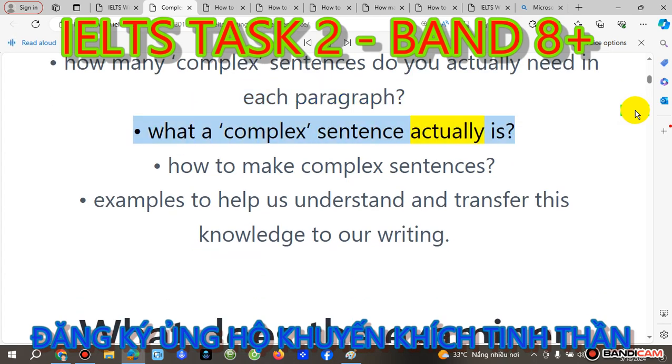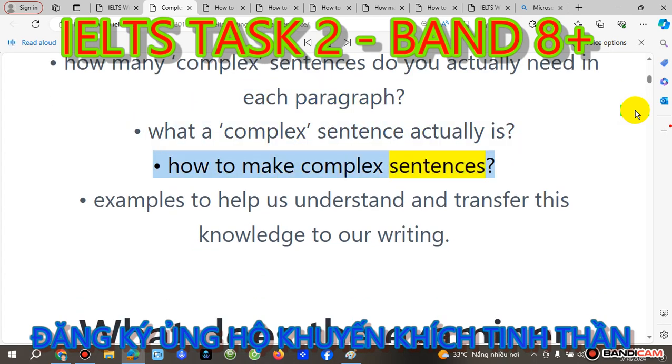What a complex sentence actually is. How to make complex sentences.